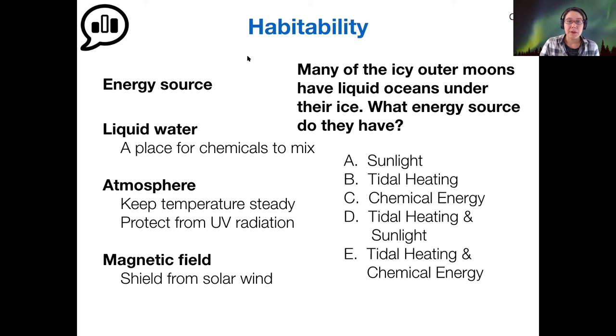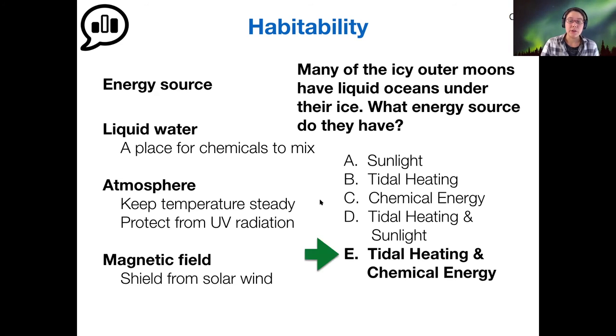There's not really that much sunlight in the far reaches of the solar system, and especially if you're thinking about the oceans underneath the icy crust, the sunlight would not be able to penetrate the thick ice. So that means that there has to be some other source of energy. Last time we talked about tidal heating as a source, but there's also evidence that there could be chemical energy available.